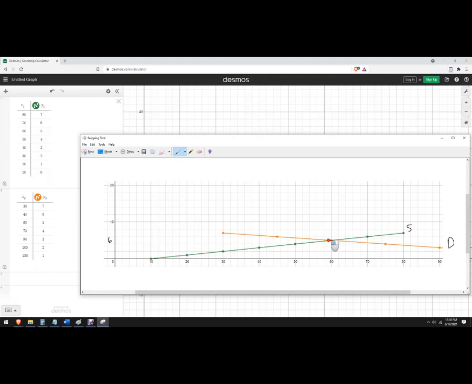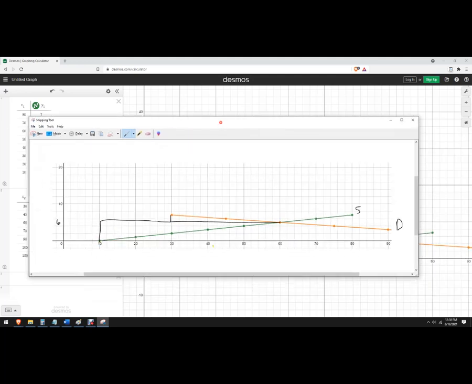What I want to know is the consumer surplus. The consumer surplus is the area below the demand curve but above the price, and the producer surplus is going to be the area above the supply curve but below the price. That'll be right there. So these are just going to be two triangles that I want here.